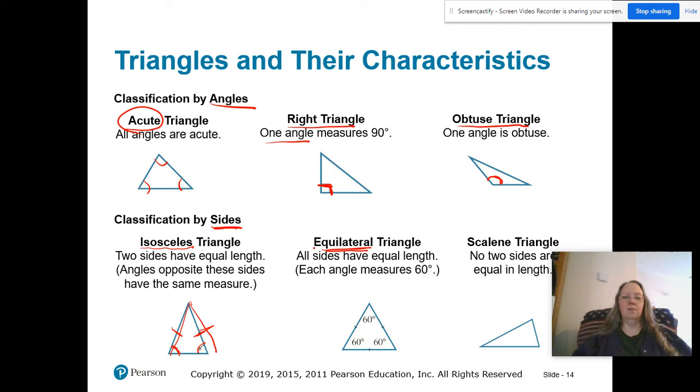Equilateral, this right here, EQUI, is a prefix meaning equal. And lateral refers to sides. So this literally means equal-sided triangle. So all three sides are the same, which necessarily means that all three angles are the same. And if no sides are the same, we call it a scalene triangle.